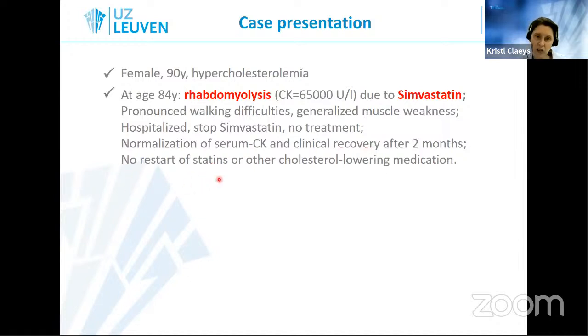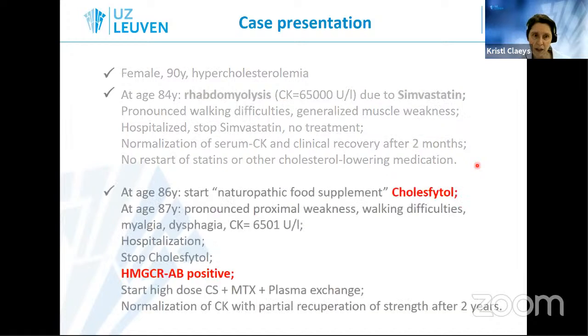In this patient, the statins were not restarted, or other cholesterol lowering medication were not restarted, well, I think especially because of the age and perhaps other arguments. But anyway, at age 86 years, the patient reads in a popular magazine the possibility to take something against the cholesterol elevation in her blood, and it was announced as a naturopathic food supplement named cholecystol.